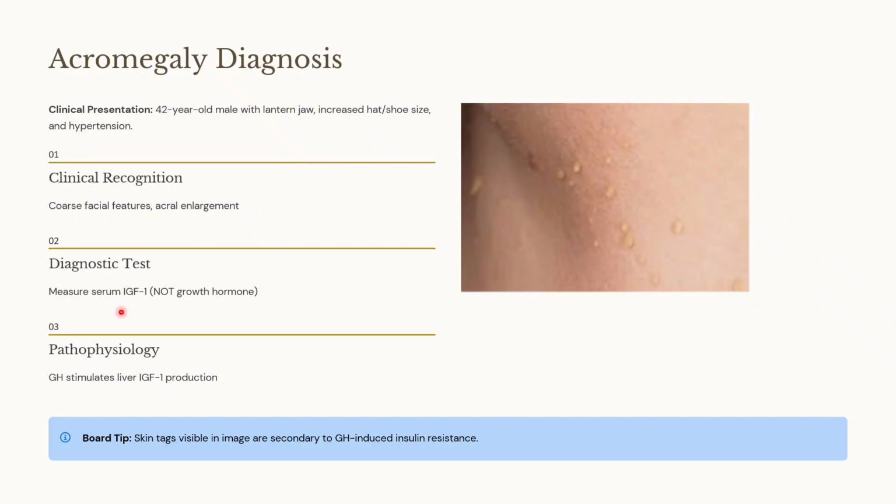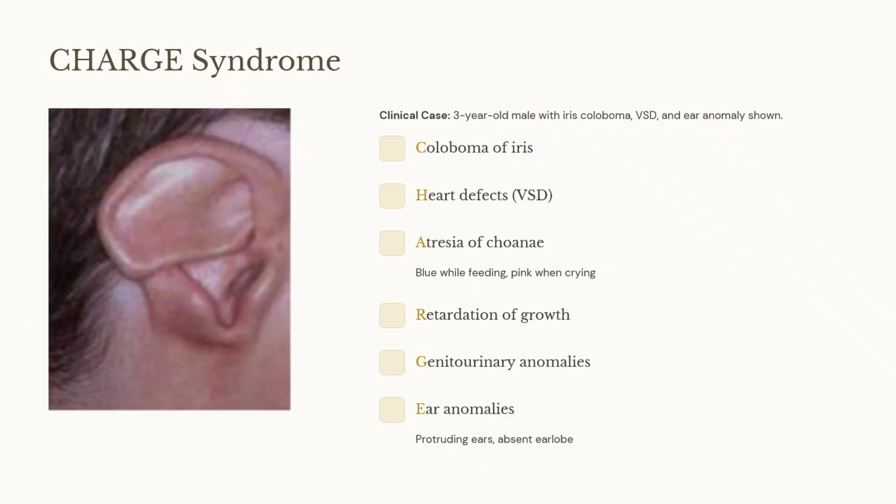I am supposed to measure, it is a growth hormone excess, but we are not going to measure growth hormone. We are supposed to measure insulin-like growth factor 1, because growth hormone will stimulate the liver to produce insulin-like growth factor 1, which is the diagnostic key to diagnose acromegaly.